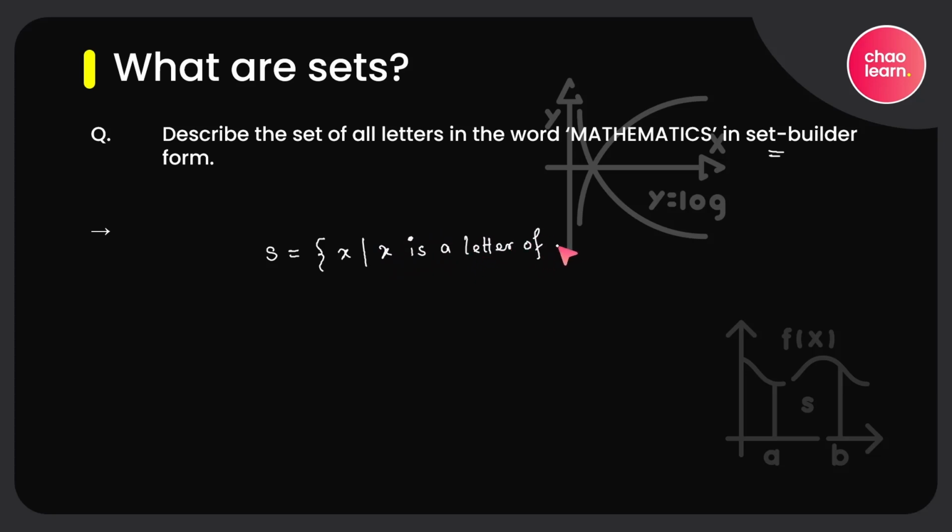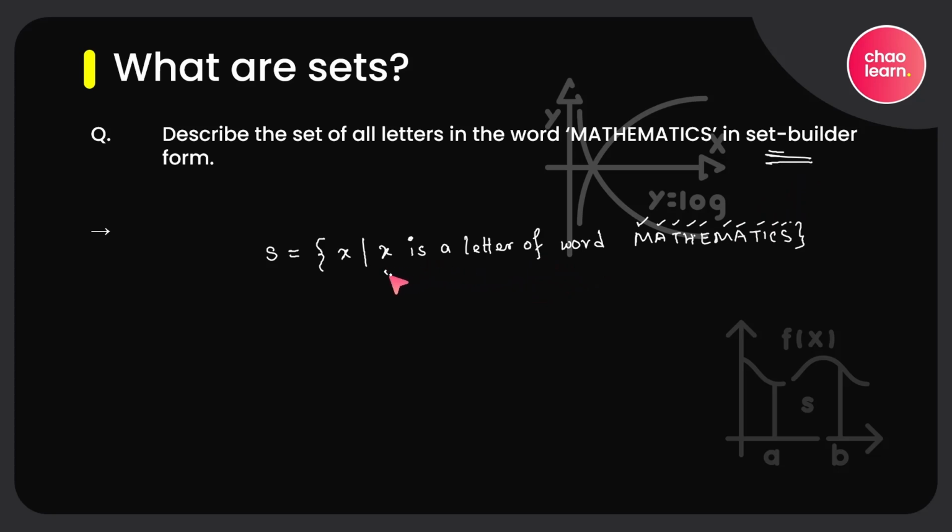of the word mathematics. So whenever you write it like this, bracket closed, the reader can understand that you are talking about all the elements, all the letters which become the elements of this set, where the letters come from this word mathematics, right? So these are the elements. The reader understands this, and this is what we call the set builder form.